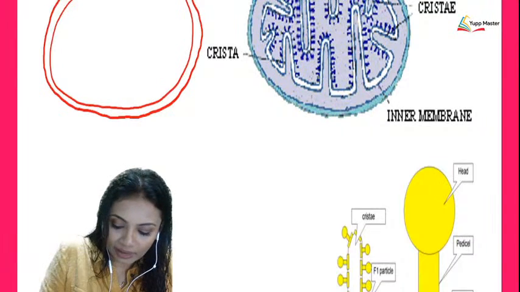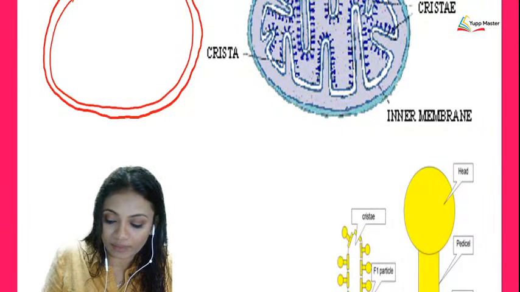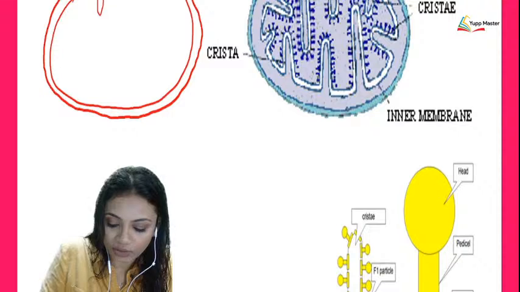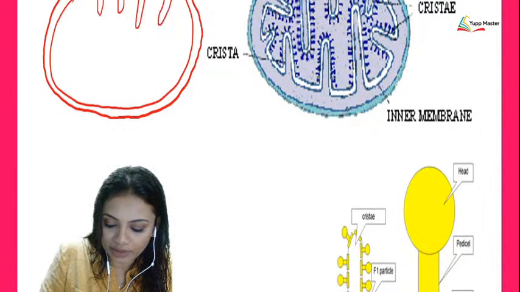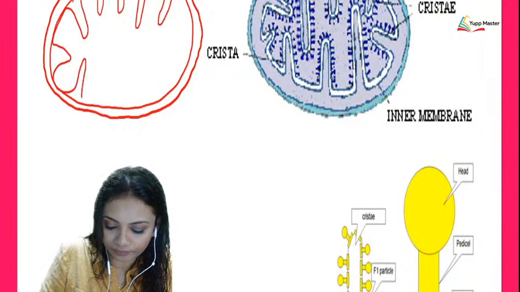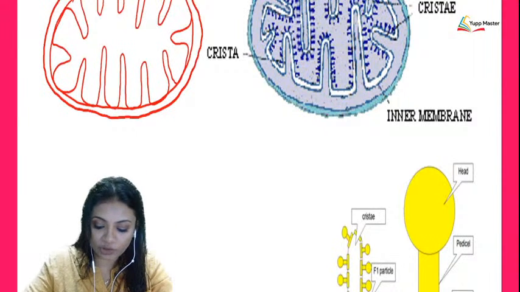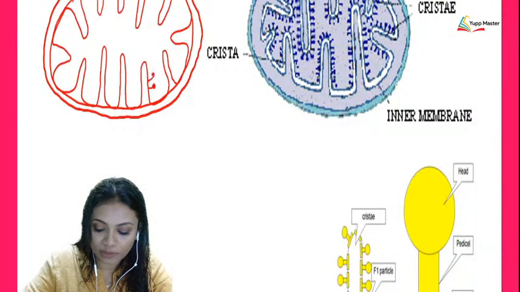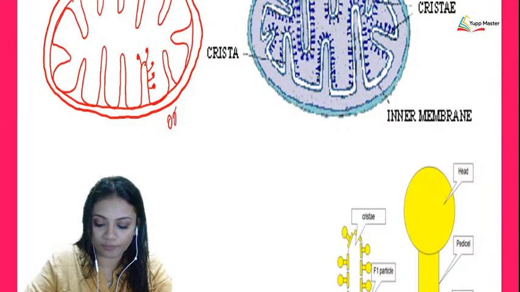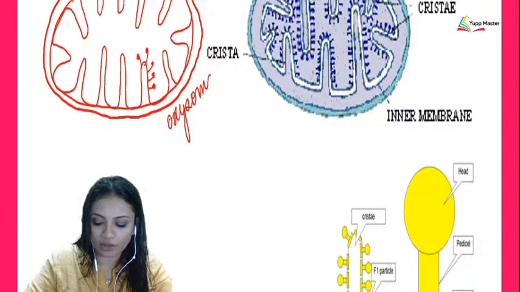All right, and then we see that this inner membrane is actually thrown into folds. So this inner membrane can be drawn as folds inside it. All right, so these are infolds seen. Now on these folds we see that there are these small units, and we will call this unit an oxysome. Okay, it is called an oxysome.